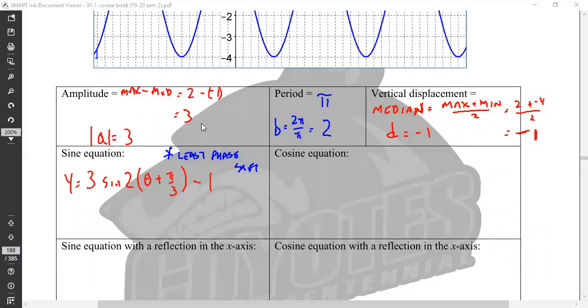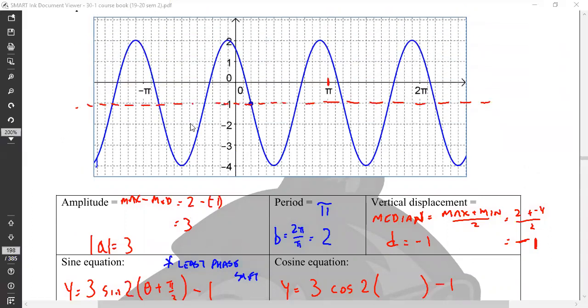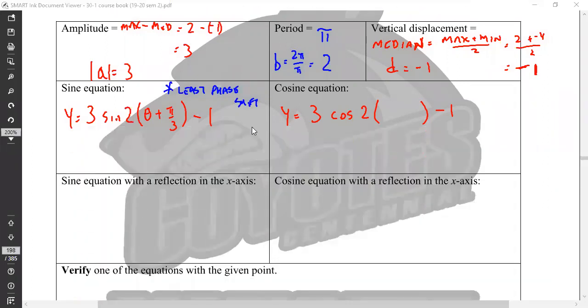Our cosine equation is going to look very similar. Amplitude is still 3. This is cosine of 2, the b value is still 2. The only thing that's going to change is what's in these brackets. That's still -1. Where's my start point for cosine? My start point for cos is at the maximum, and that appears to be at pi over 12. So theta, it's to the left, so it's plus pi over 12.